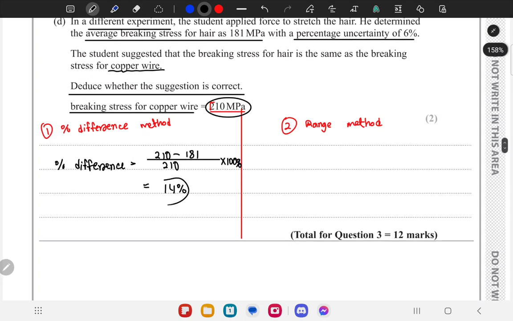If the percentage difference is less than the percentage uncertainty, we say that they might be the same thing. If the percentage difference is greater than the percentage uncertainty, we say that the two compared things are not the same. In this case, the percentage difference is greater than the percentage uncertainty, which is 6%. So the suggestion is not correct.